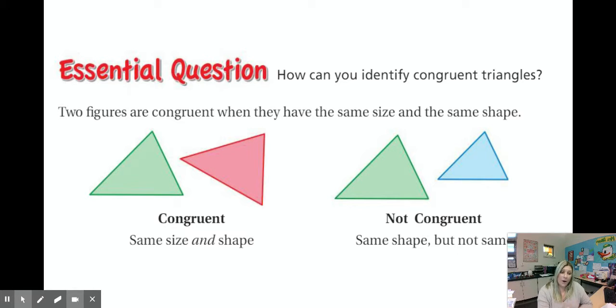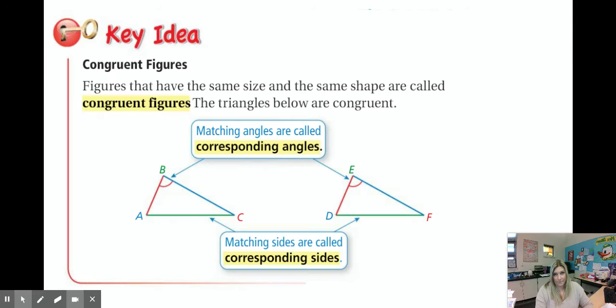Now look at the triangles on the right, the green and the blue. The blue one is smaller than the green one. So even though they are the same shape, they are not the same size, so they're not congruent. Okay, so remember that figures that have the same size and the same shape are called congruent figures.